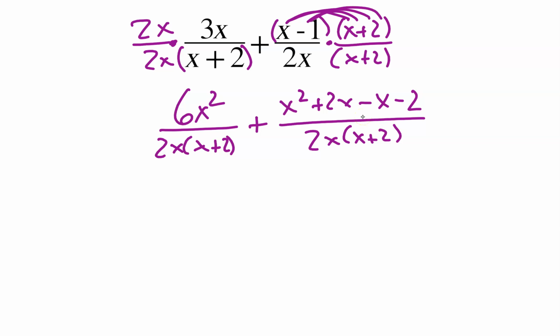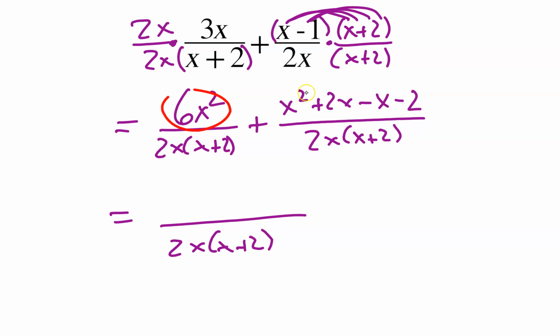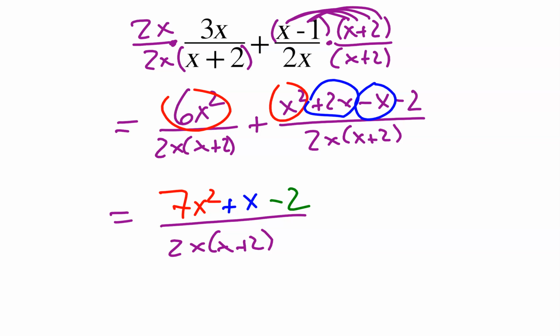Once we have the same denominator, I know that I can just combine like terms on the top, and my denominator is going to be 2x times x plus 2. You can just leave it factored like that. So now I'm combining like terms. 6x squared plus x squared is 7x squared. Positive 2x and minus 1x is plus 1x. And of course, I have minus 2 left. At this point, we're done. Not a whole lot harder, but we do have to do this extra step in the beginning to get the common denominator, and then it's just like the problems we did earlier in this video.